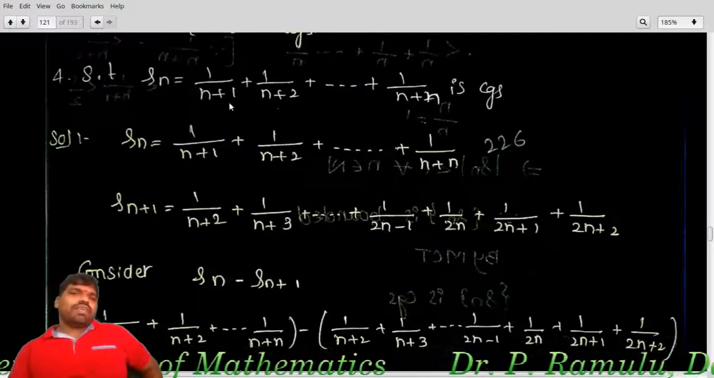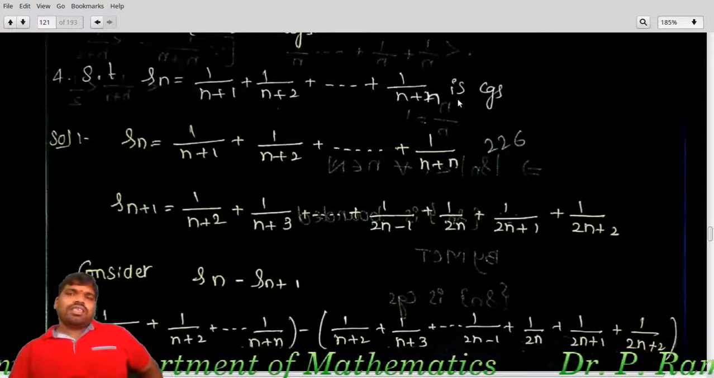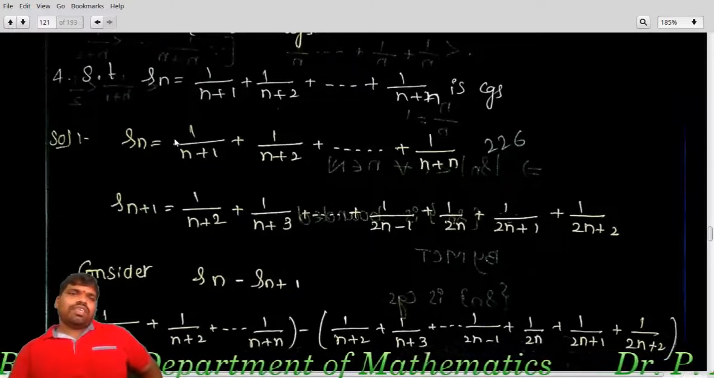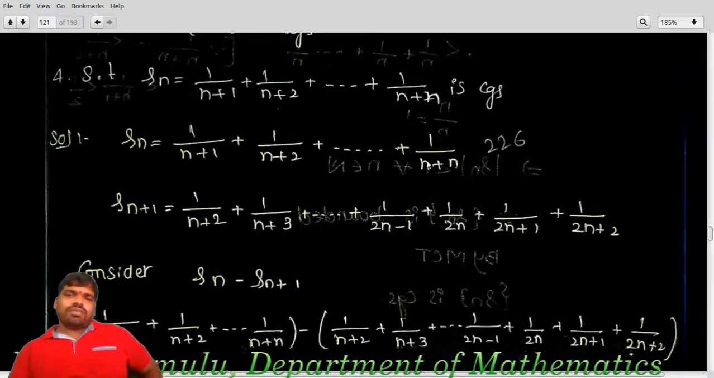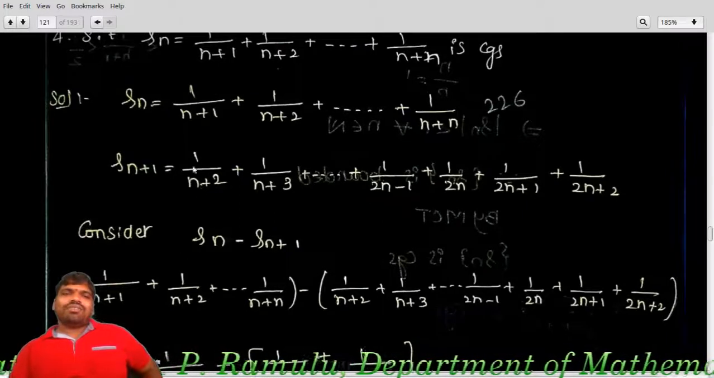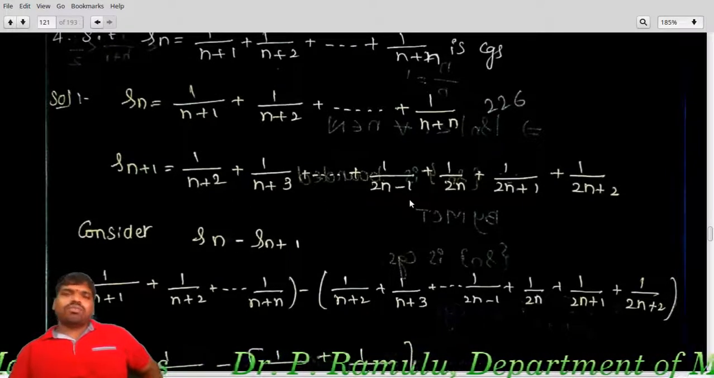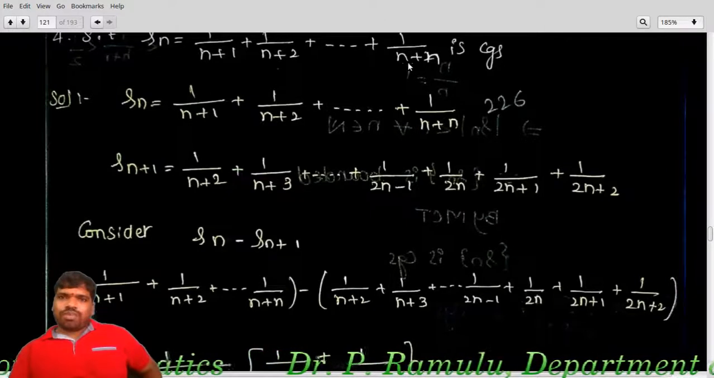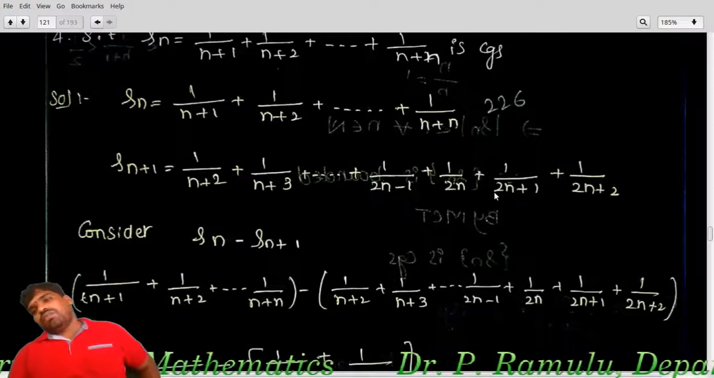Sn equals how much? 1 by n plus 1 plus 1 by n plus 2 plus, up to 1 by 2n. Okay, Sn plus 1 equals this: 1 by n plus 2, n plus 3, and so on up to this term, 1 by 2n plus 1, 2n plus 2. This is Sn plus 1.